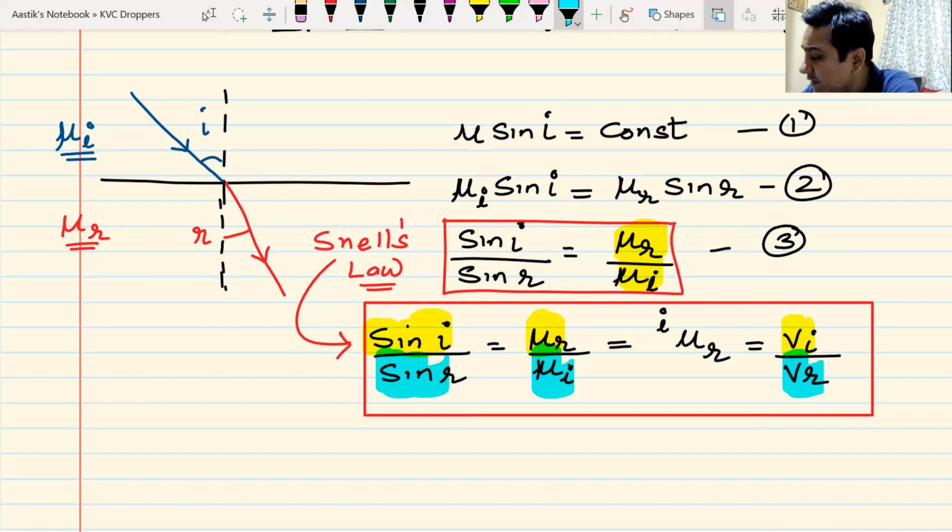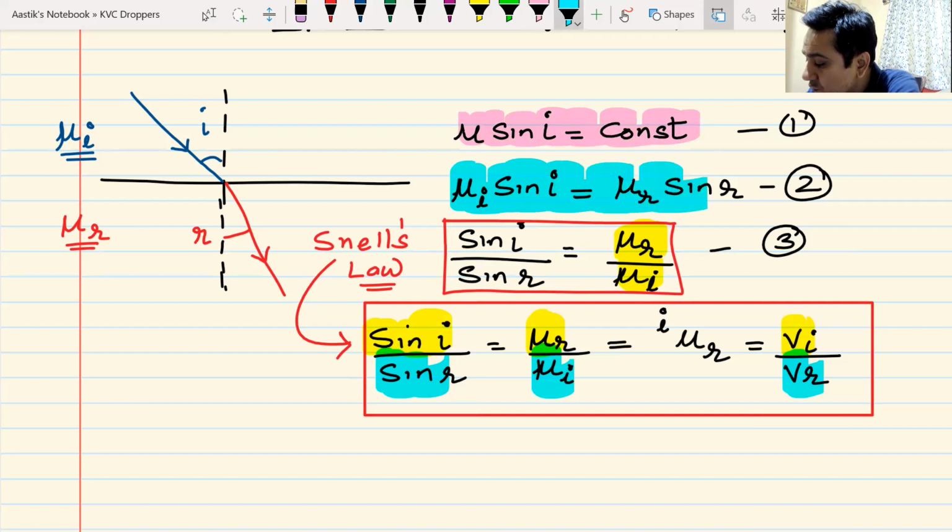Whether you write it in the pink way, which is way number 1, or in the blue way, which is way number 2, or in the box way, everything is the same. Do we understand this? Yes, sir. I'll give you a minute to note it down and I'll be back.